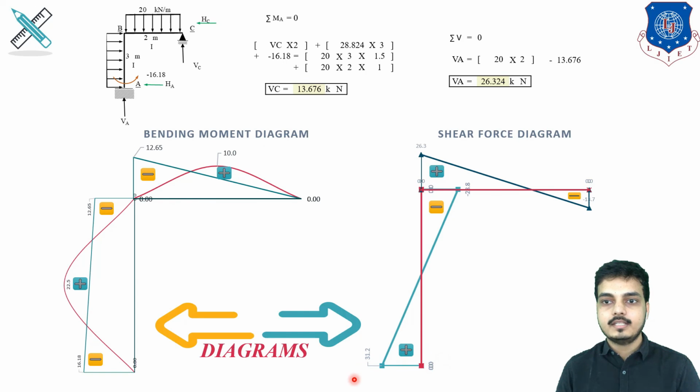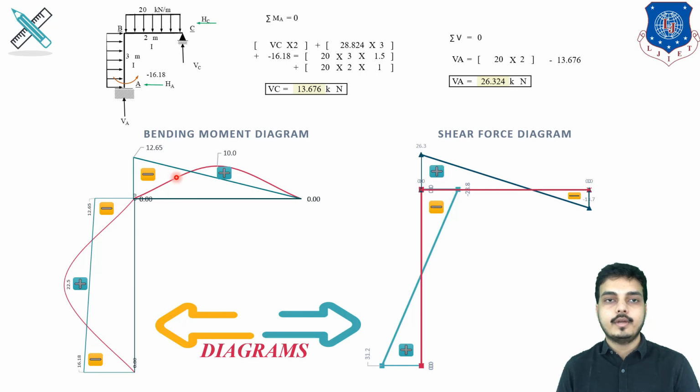Now this is my HA, which is going to the left side, 31.2, and then this UDL of 20 kN per meter is given. So 31.2 minus 20 into 3, which is 60, we will get 28.8, and then HC is going left side only, so this will be closed. Now the vertical upward reaction VA is 26.3, so it will be up. Then 20 multiplied by 2 is 40. So 26.3 minus 40 takes us to 13.67, and then VC will be applied, which is 13.67. So this is my shear force diagram.